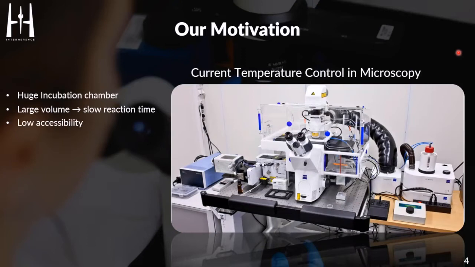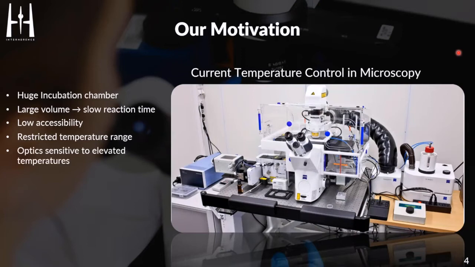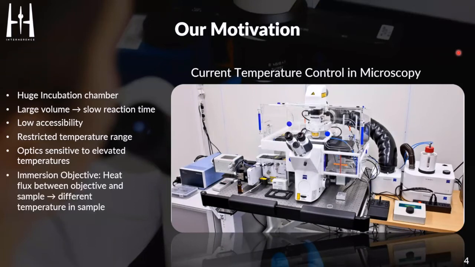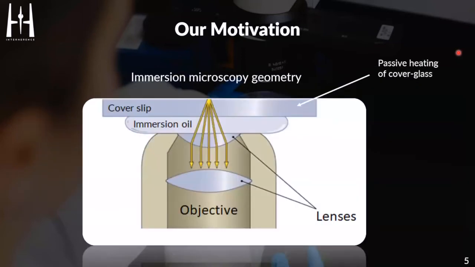You have low accessibility, meaning that you cannot put many devices inside your incubation chamber. You have a restricted temperature range because you're limited to the power of your heater element, and your optics are sensitive to elevated temperatures. And one more thing is that if you want to use immersion objectives, there is a heat flux between your sample and your heated chamber and your microscope objective. And this is shown in this image.